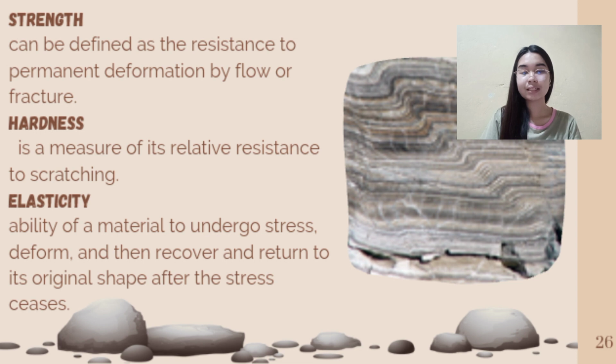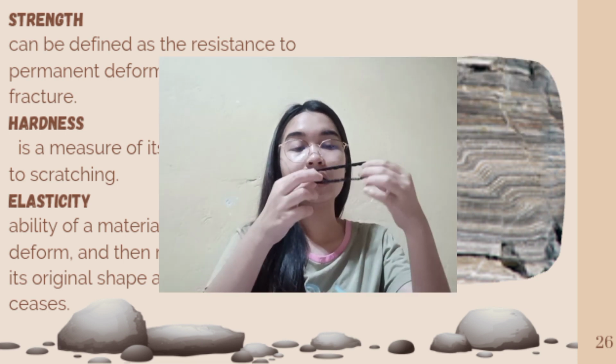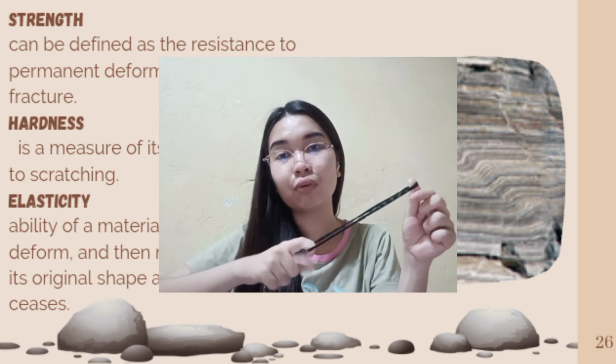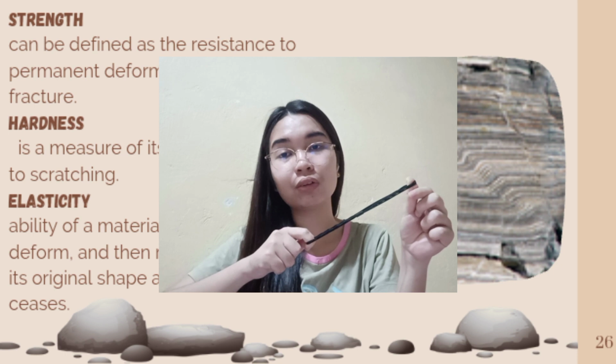Elasticity naman is nangyayari siya kapag yung shape ng isang object or material ay nagbabago and mababalik siya sa pinaka-original shape niya even wala ng force na nag-a-act. Like for example, itong rubber, hinila ko to. And yung pagkakahila ko na to is merong force dito sa pagkakahila ko na to na ina-apply.